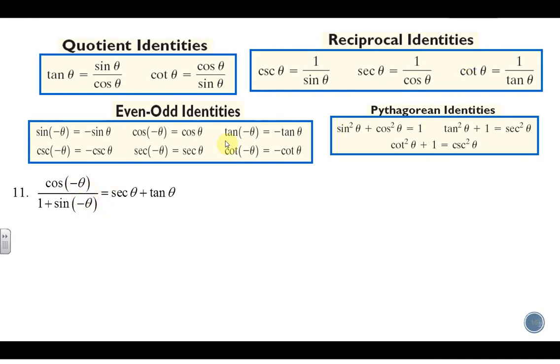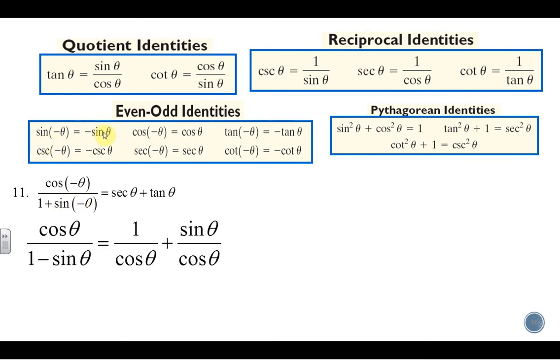All right, negatives. So we go up to this one. Cosine of negative theta is positive cosine theta. Sine of negative theta is negative sine theta. So we can switch all those. Okay.